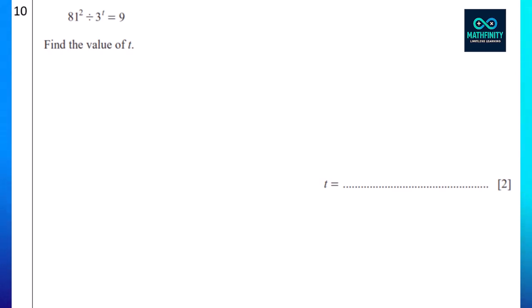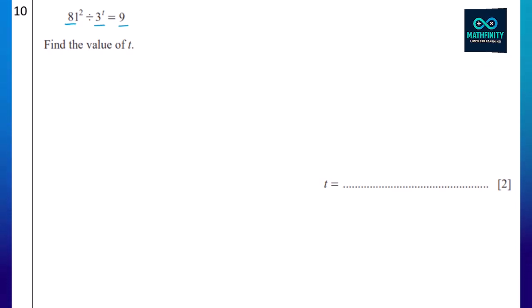Question number 10. 81 square divided by 3 power t is equal to 9. Find the value of t. I told you if they give you numbers like these, first of all you have to concentrate on which number is the least base. Here is 81, 3 and 9. So which number is the least one? 3. It means all other numbers you have to convert to base 3.